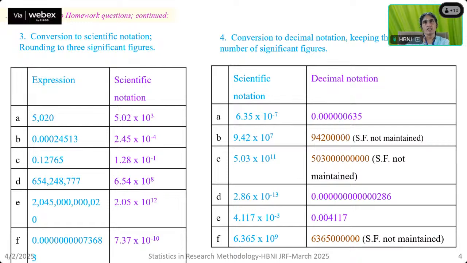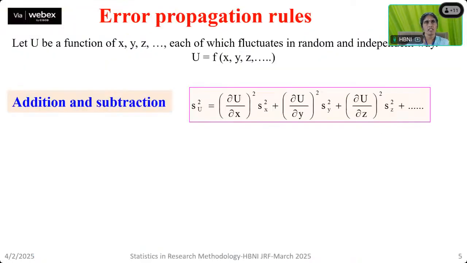In the fourth question, the question was to convert from scientific to the decimal notation, keeping the number of significant figures as identical as that of the scientific expression. But at some point of those questions, you find that it is not properly expressed in the decimal notation. So here again, it emphasizes the requirement of expression of data in the scientific notation only. So these are all for the previous two lectures. Now we will go ahead with today's discussion, that is regarding the propagation of errors.